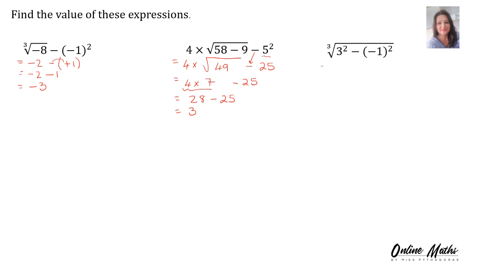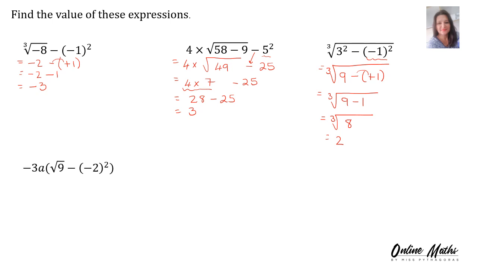On this one, you wait with the cube root, and you first do what's inside under the cube root sign. So 3 squared is 9 minus, and now you say minus 1 squared becomes plus 1. And then still under the cube root sign, 9, a minus times a plus is a minus 1, and then the cube root of 9 minus 1 is 8, and the cube root of 8 is 2.